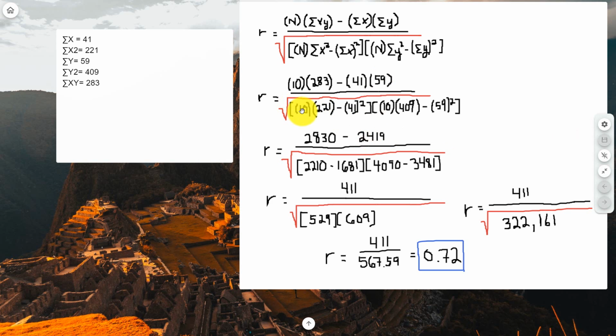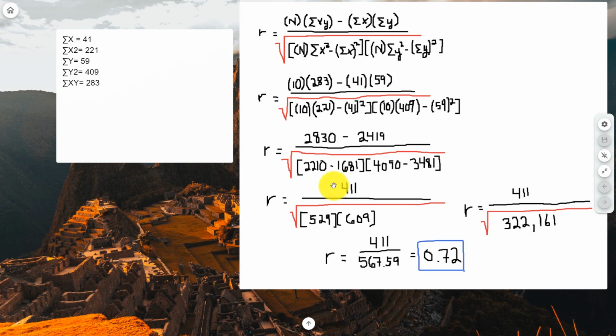Now we'll go up here. We have 221 times 10. You know how to do that. We have 2,210 right there. And we have that 41 that dropped here. 41 squared is going to be 1,681. Let's go over to the y box now. 409 times 10, 4,090. 59, because you dropped the 59 there. 59 squared, 3,481. So now we have this iteration of our equation done.